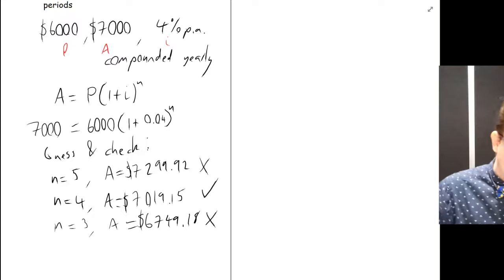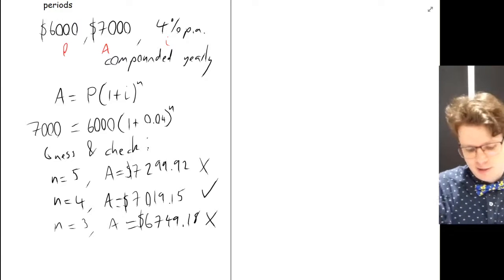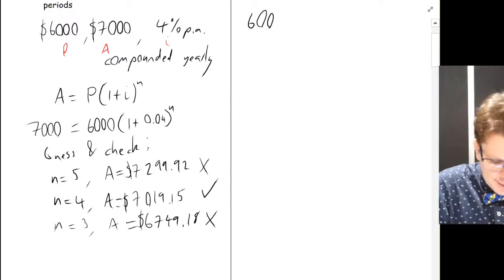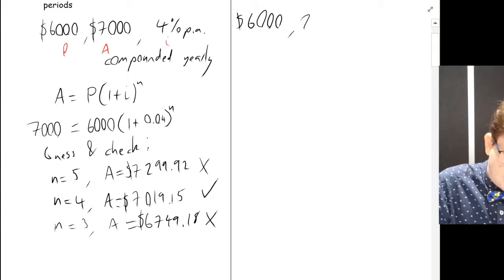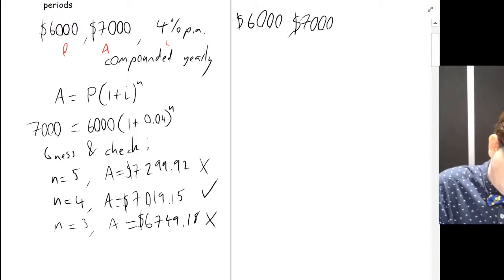So this time I'm going to give you quite a similar question, a little bit different though. I'm going to give you $6,000 and I want you to turn it into $7,000 just like before. But this time I want you to do it if you've only got a 2% per annum compounded yearly.